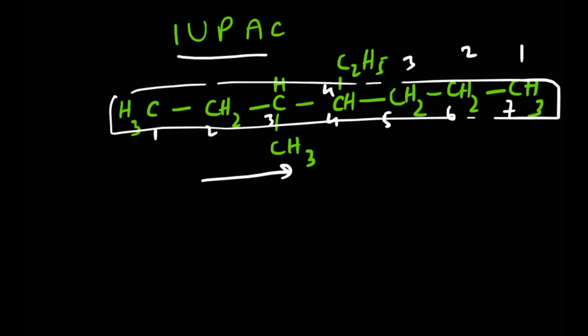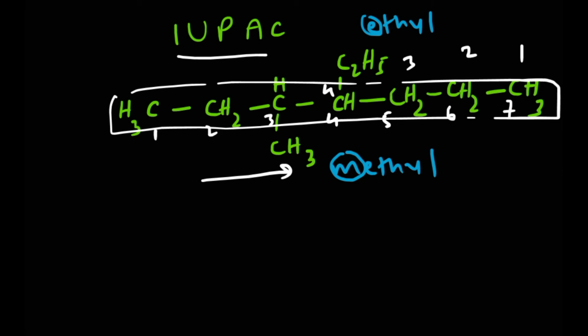Now we are going to see the third rule. According to the third rule, alphabetical order should be maintained. CH3 means, as I have already discussed, methyl, and C2H5 means ethyl. So according to the alphabet, E comes first, then M. So in the naming process we should write ethyl first, after that we should write methyl.